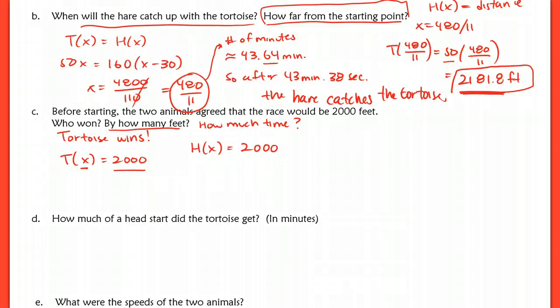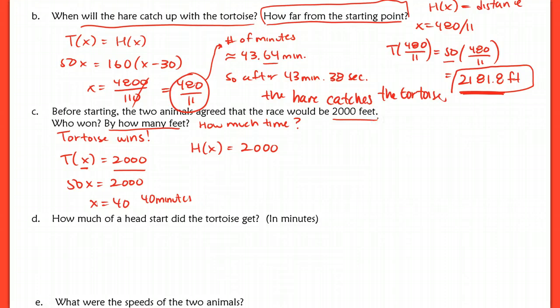So I solve the equation 50x equal to 2,000. Sorry, it's supposed to be an x here. This x was number of minutes. 2,000 divided by 50 is 40. So this is saying after 40 minutes, he reaches the finish line, the 2,000 feet.